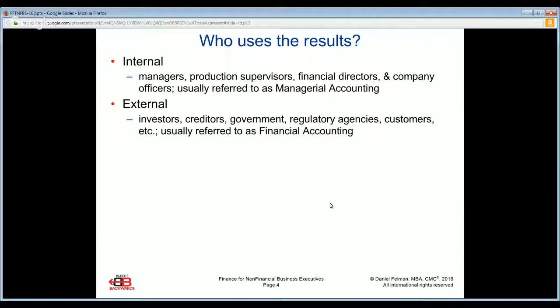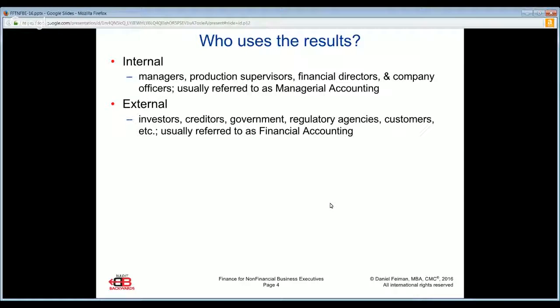What we find frequently is the larger the customer, the larger the supplier, the more they are reliant or dependent on our performance, the more interested they are in our financials. So let's look at our suppliers first. Why would a supplier care about our financial results?